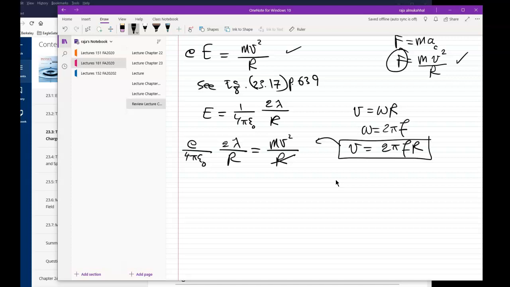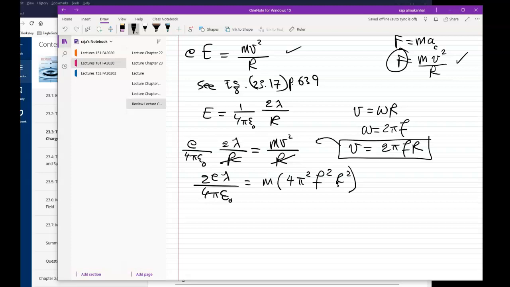So the r's here cancel out. I hope I'm not messing up my algebra. So I have here 2eλ over 4 pi epsilon naught equal to m times 2 pi f r, sorry, I have to square it. Let me do it again. So let's have an m here, and that's going to be 4 pi squared f squared r squared. You see that? And remember, I am solving for lambda.